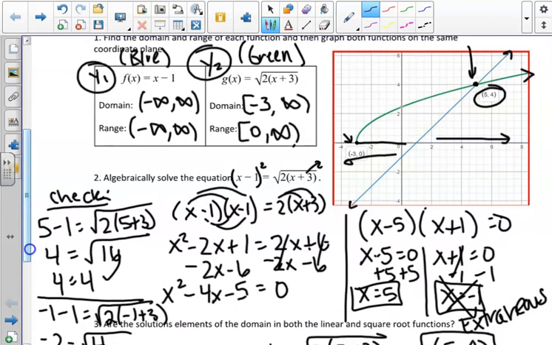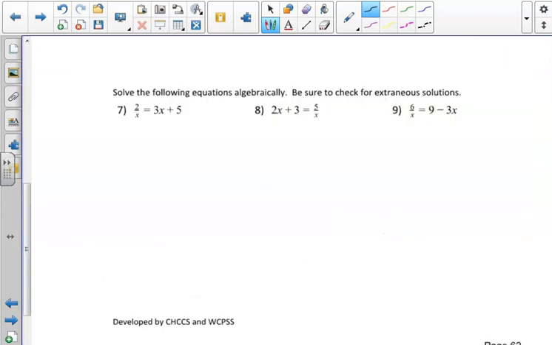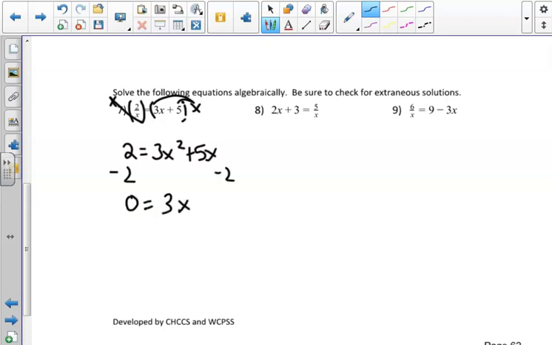in our graph above. So let's go back and solve a function where we have an inverse equal to a line and we need to find the solution. So looking at number 7, we would multiply both sides by x to get rid of it in the denominator. So 2 equals, I'll distribute my x, 3x squared plus 5x. When we subtract 2, we would get 0 equals 3x squared plus 5x minus 2.